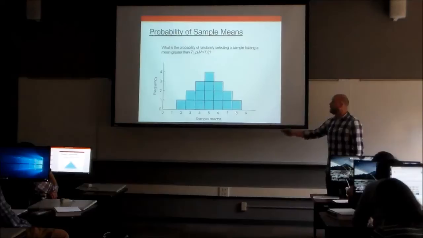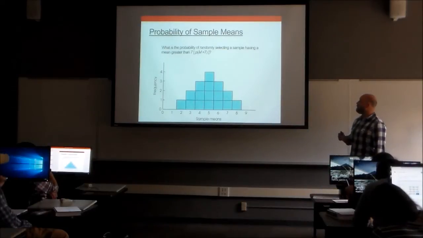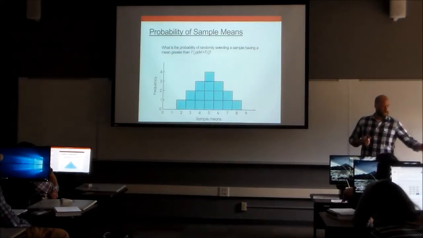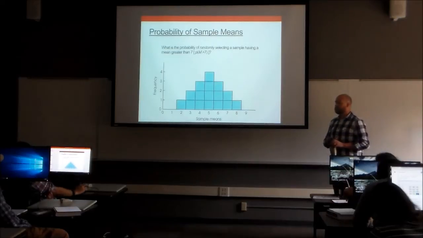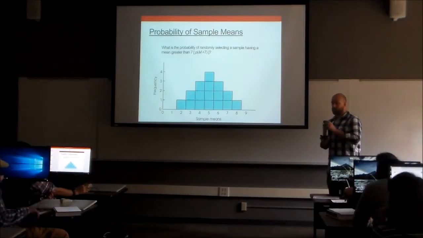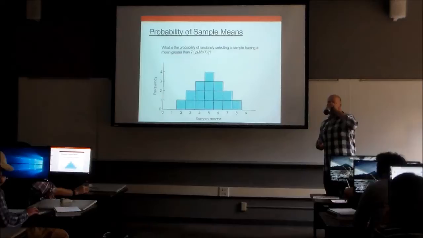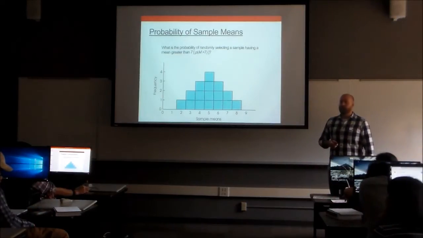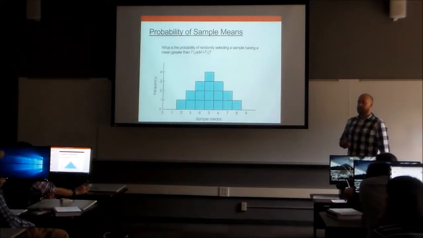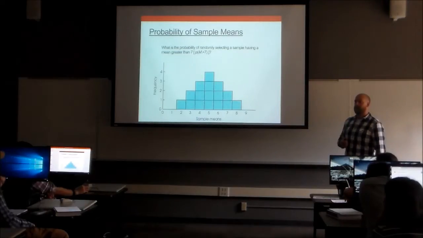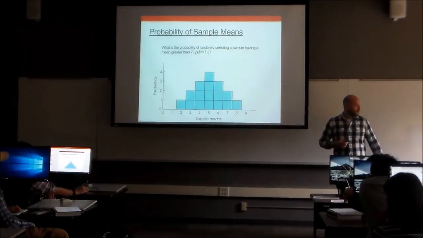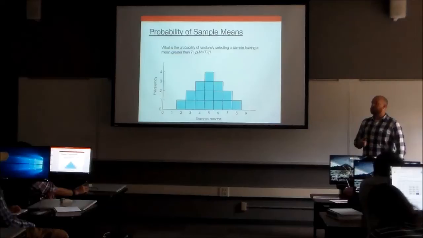For example, here, the probability of selecting a sample of 2 with a mean greater than 7. Can you tell me what that probability is, Candace? It's low. Yeah. 1 out of 16. 1 out of 16, okay. Essentially about a 6.3% chance.